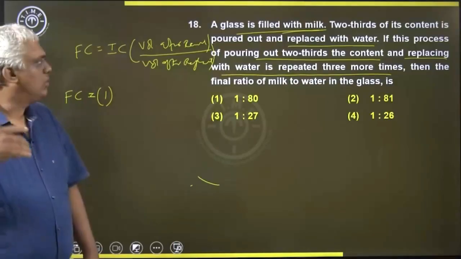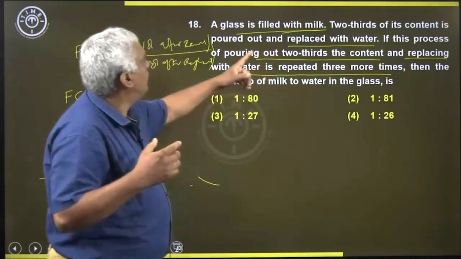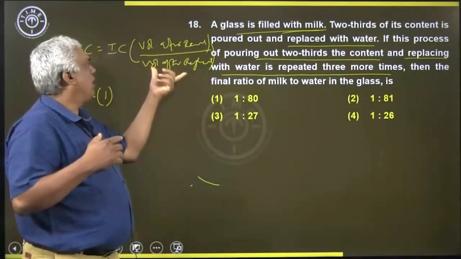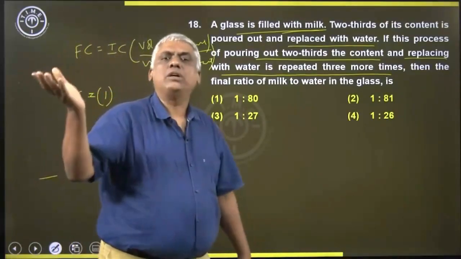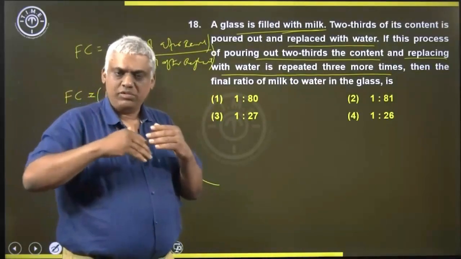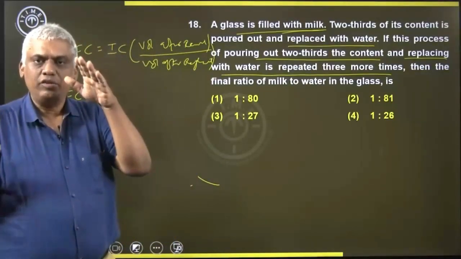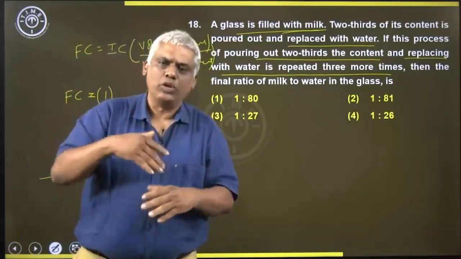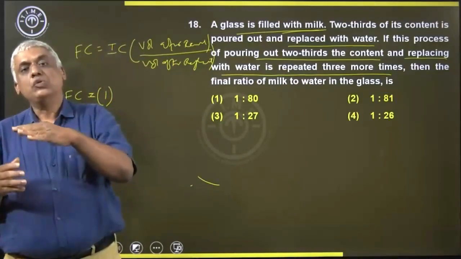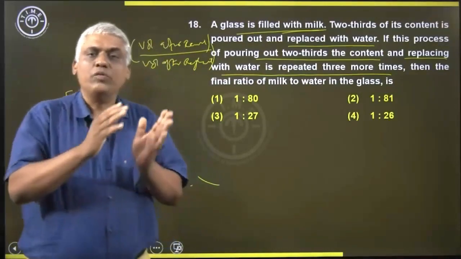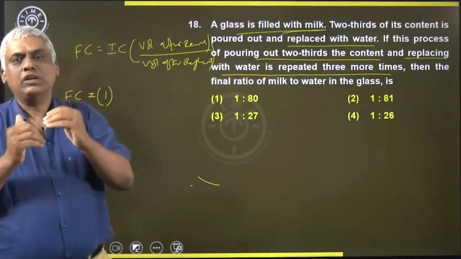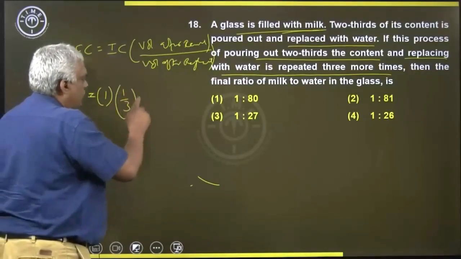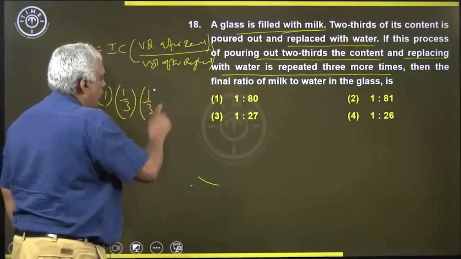Every time 2/3 of the content is replaced by 1/3 with water. So see, the volume after removal and after replacement is always 1/3. When you replace 2/3, the remaining is 1/3, right? If you are removing 2/3, you are replacing by 2/3 of water only, obviously not 1/3. So when you replace 2/3, the mixture is left 1/3. So every time the concentration will become 1/3. So it will become 1/3, 4 times, right?